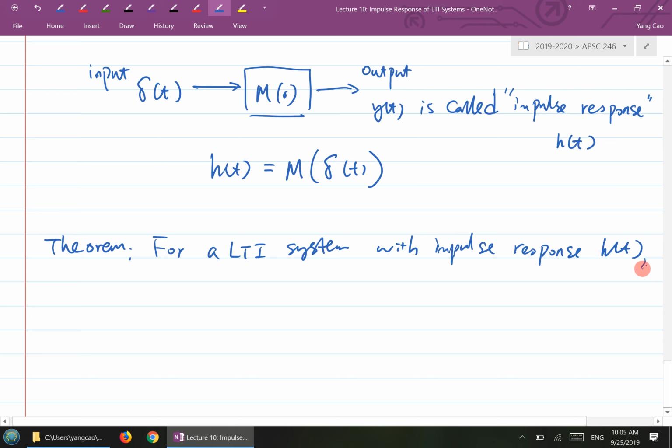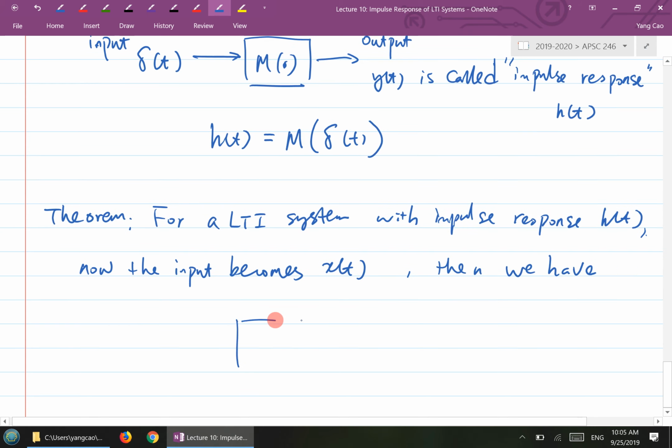Suppose you have an LTI system with impulse response h of t. And now you change the system input to a different one. So now the input becomes a general input x of t. So not an impulse anymore. Yeah, that could still be an impulse, but it's a general x of t. Could be anything. Then we have the following property.